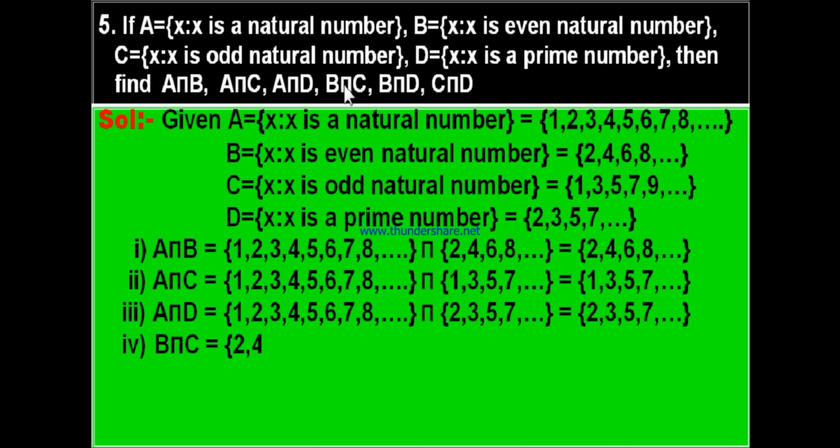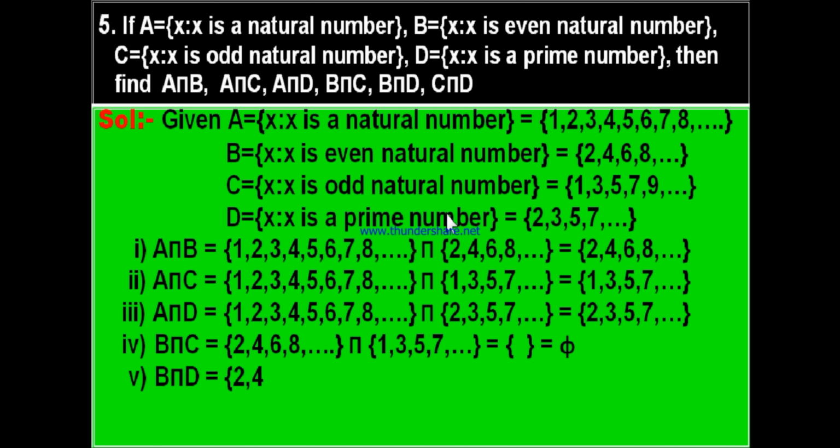And fourth bit, B intersection C. Set B, 2, 4, 6, 8 and so on, intersection set C, which means 1, 3, 5, 7, 9 and so on. You see, if we look at both the sets, there is no common element. Why? Because these are even numbers and these are odd numbers. There is no even number which is an odd number, and there is no odd number which is an even number. Therefore, there are no common elements in both B and C, and its intersection is an empty set phi.